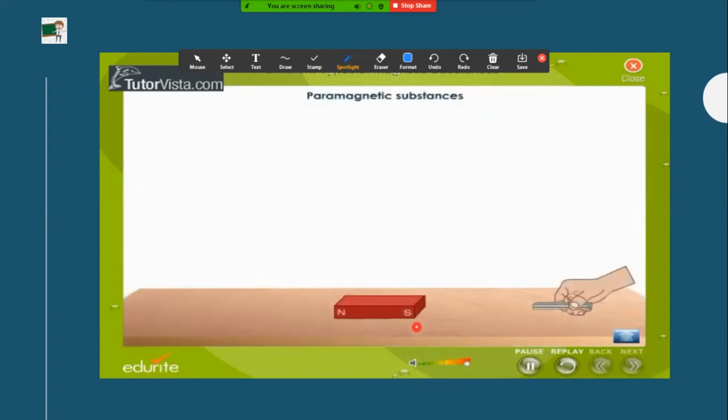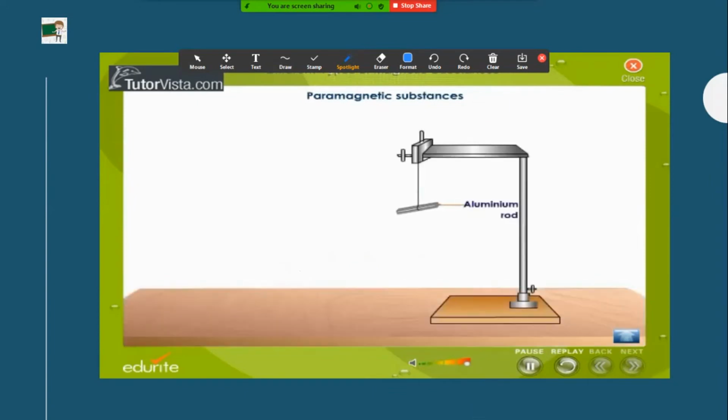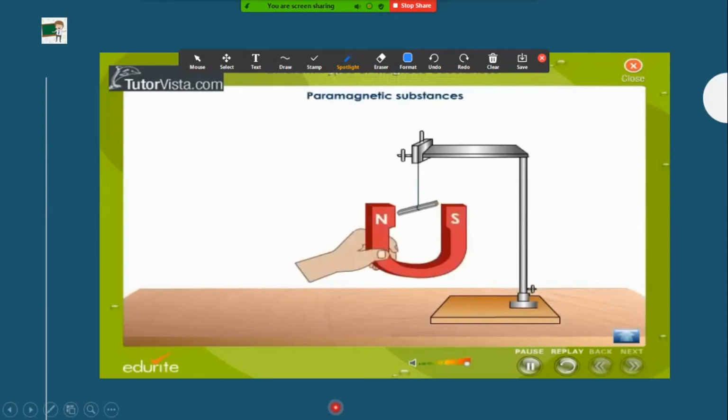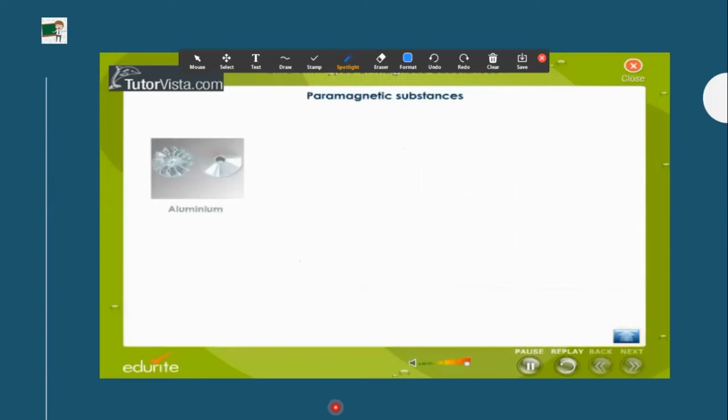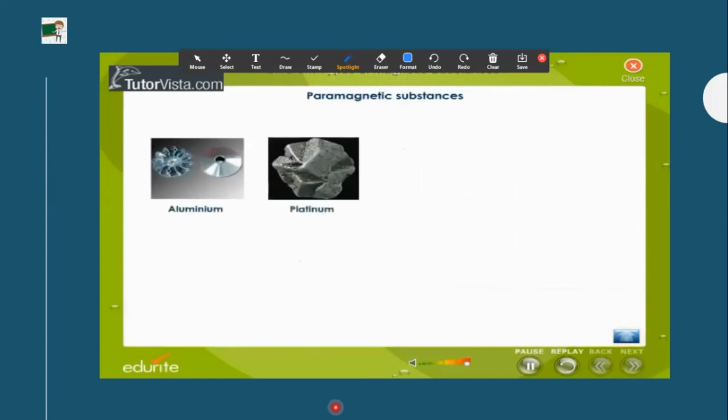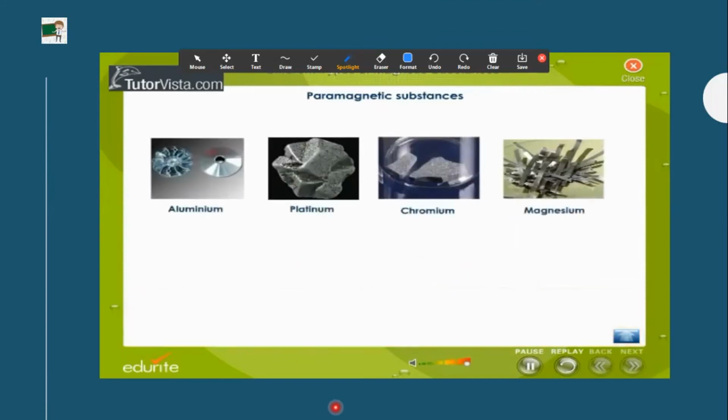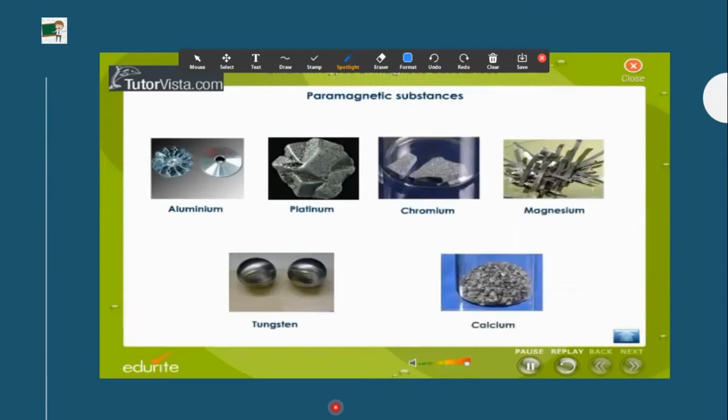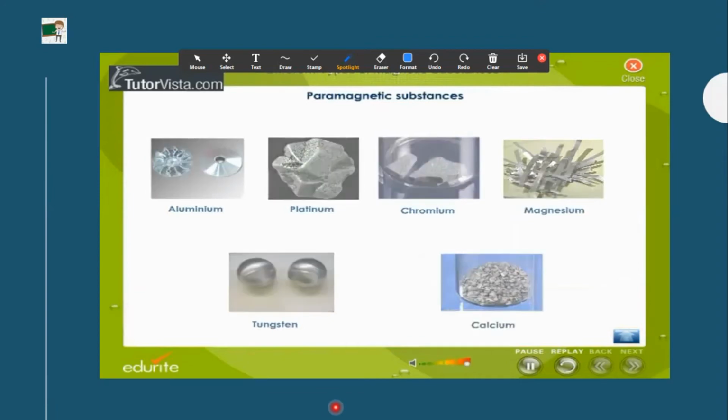Paramagnetic substances. Paramagnetic substances are those substances which are attracted by a strong magnetic field. If an aluminium rod is suspended in a magnetic field, it slowly aligns itself along the direction of the magnetic field. Aluminium is an example of a paramagnetic substance. Aluminium, platinum, chromium, magnesium, tungsten, and calcium are paramagnetic substances.